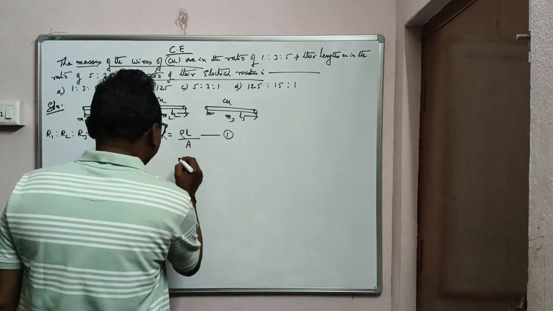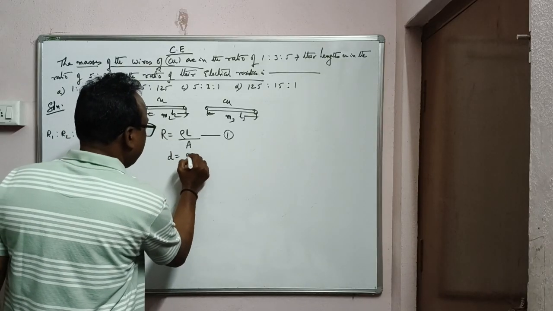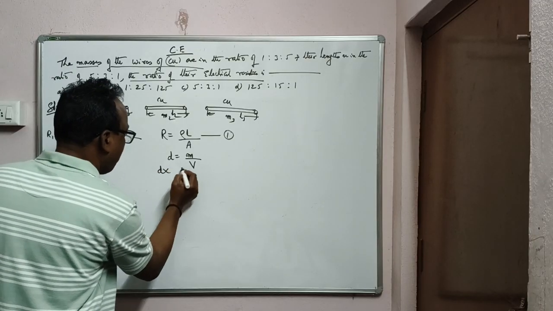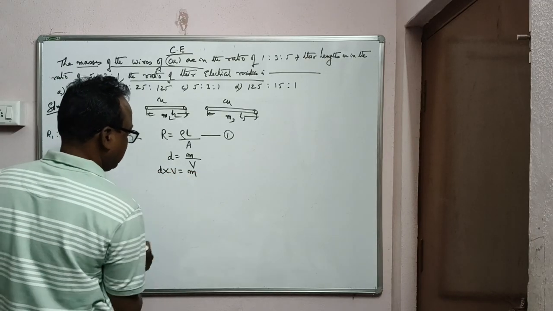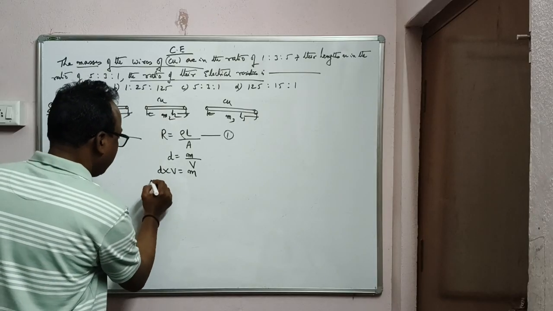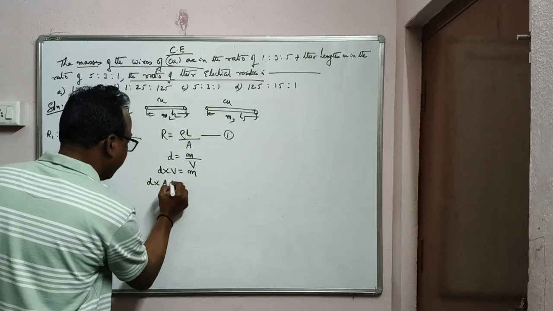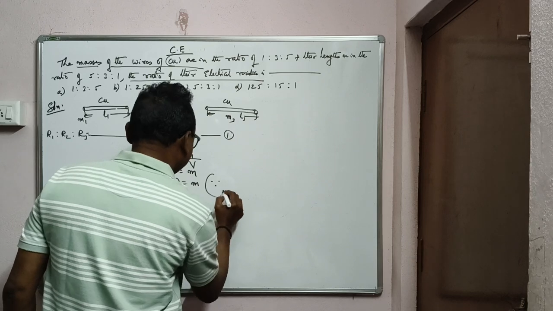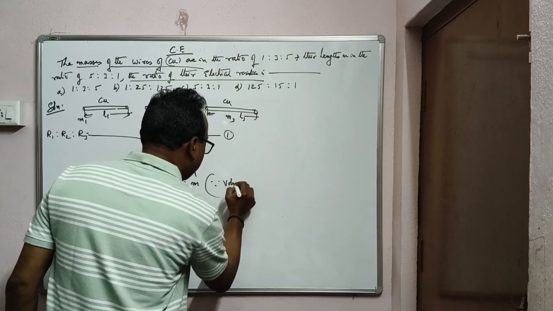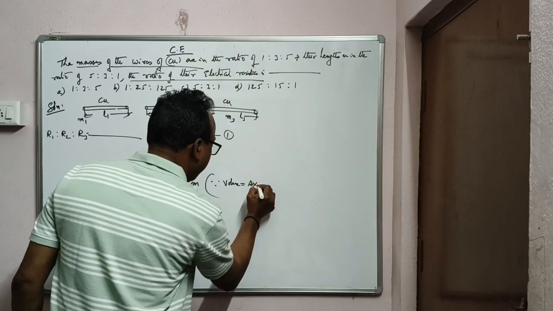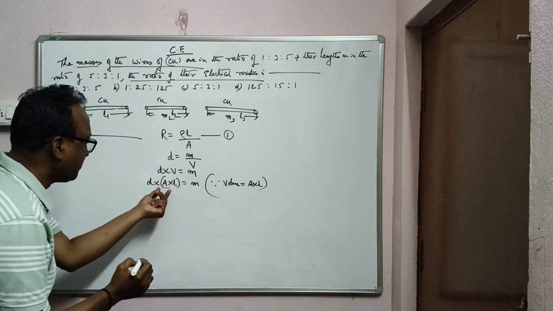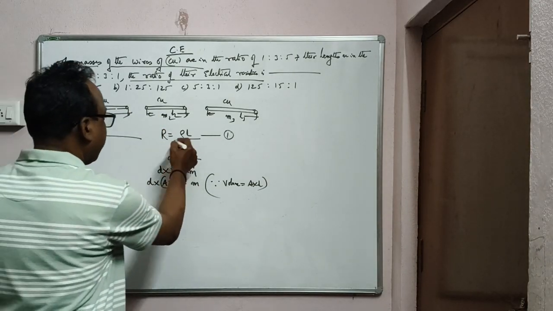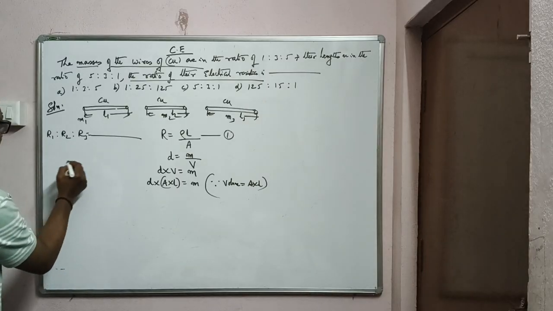Right, exactly. We know already density is equal to mass per volume, or density into volume is equal to mass. Now what is volume again? Volume is equal to area of the wire into length, so in the place of volume I can put A into L. Now I got the mass equation, put it in this area.